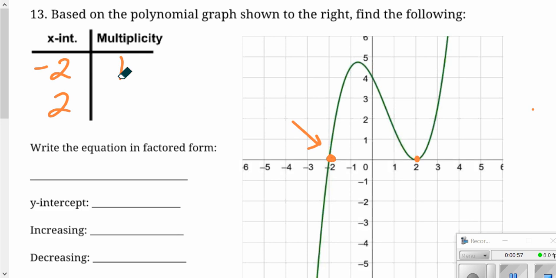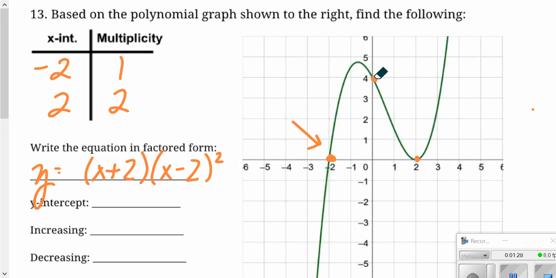Okay, and then the other x-intercept is clearly where the function bounces. It comes towards the x-axis and then turns right around. So a multiplicity that is even is what I am looking for there. So 2, 4, 6, 8, something like that. My factored form is going to contain x plus 2 just the one time and x minus 2 an even number of times. And I can see that my y-intercept on the graph is 0, 4.